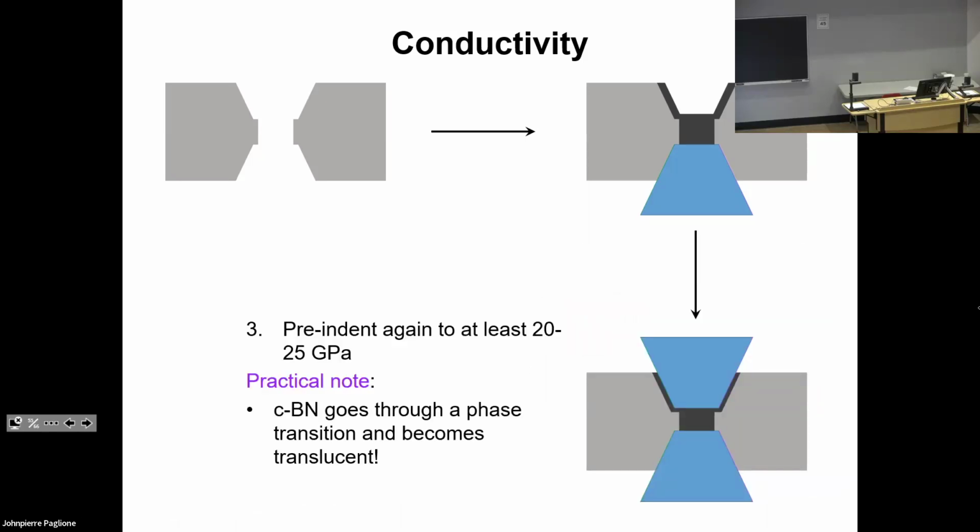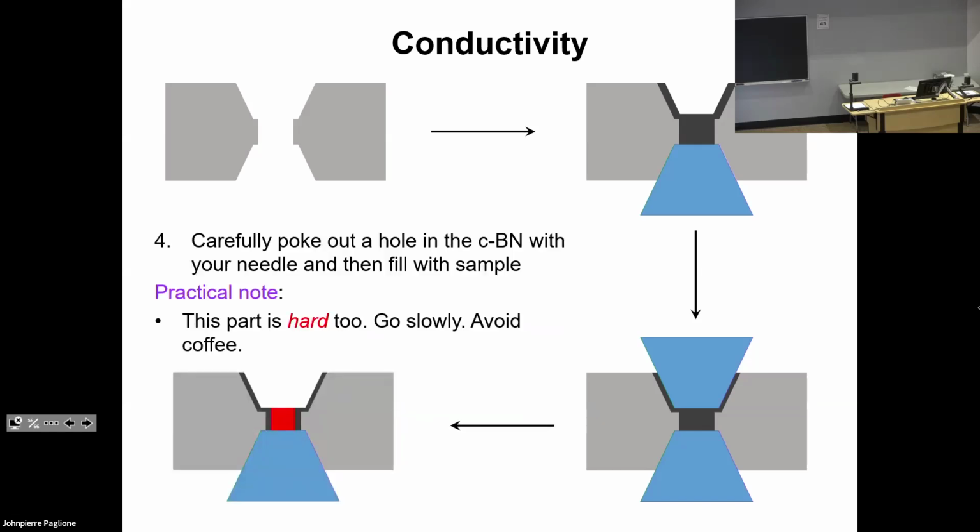Okay, then you actually do another pre-indentation. Cubic boron nitride also has a phase transition, and it's pretty cool actually. It becomes pretty translucent, so above around 20-ish gigapascals in this matrix at least. If you shine light from the bottom, you'll be able to see light coming through. And I'll show a picture of that in a bit. So beware of that, but then pre-indent to your desired final thickness. Then with your needle tip, you poke out your little sample chamber. So you're almost like drilling with your needle tip and then putting your sample in. That part is also hard, avoid coffee, but eventually you've got your sample in there.